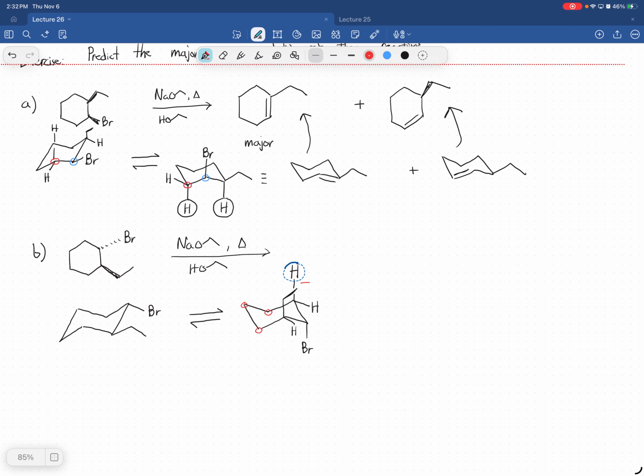So what happens here, this would form a double bond right there, bromine leaves. And the product we get is primarily the only alkene that forms. And it's going to look like this. So it's one carbon away from the ethyl group. So this is the only product that we'll see, only product formed. Like that.